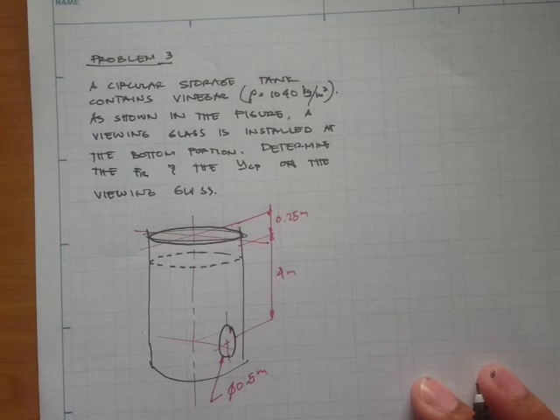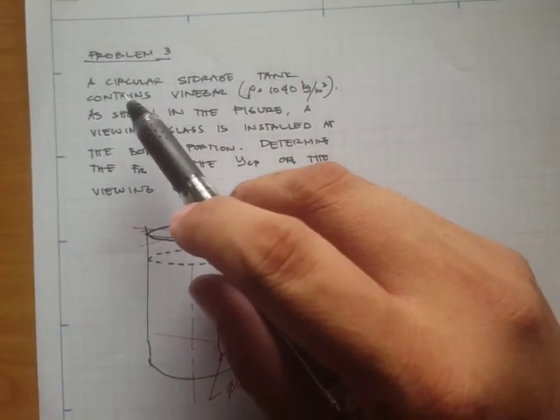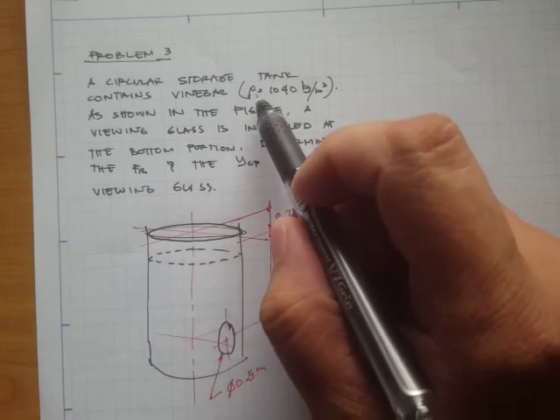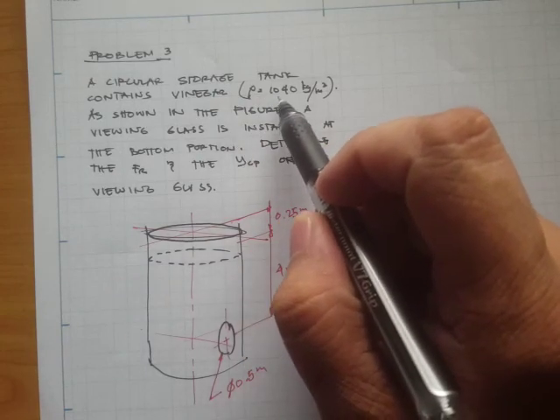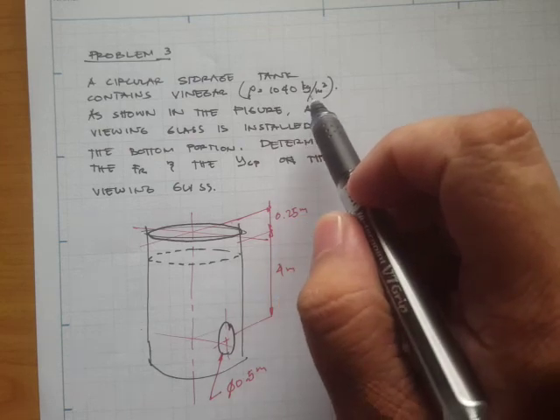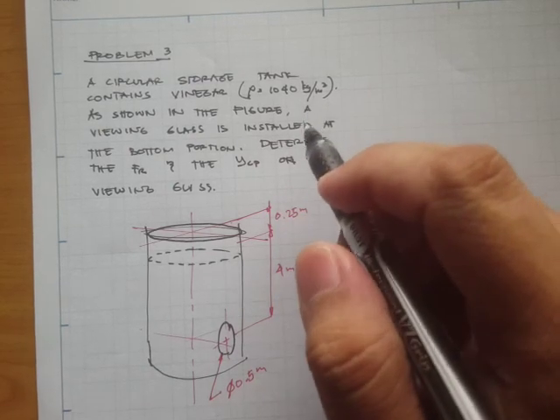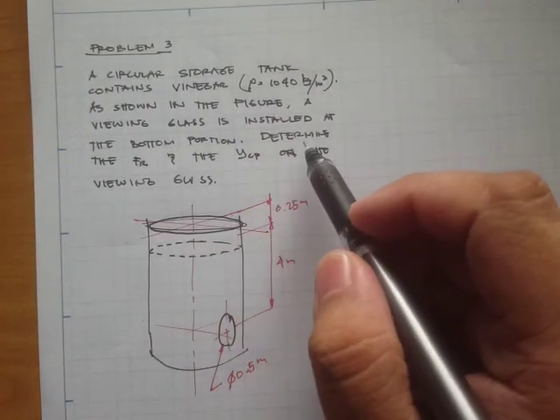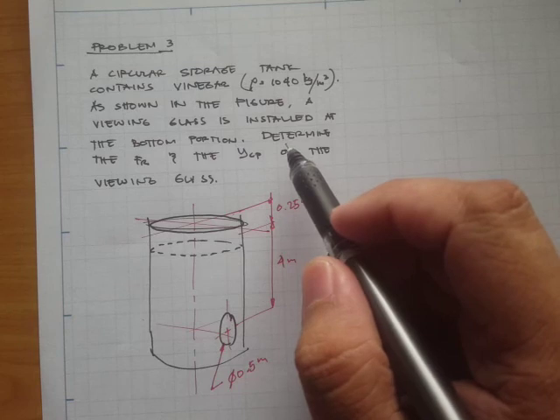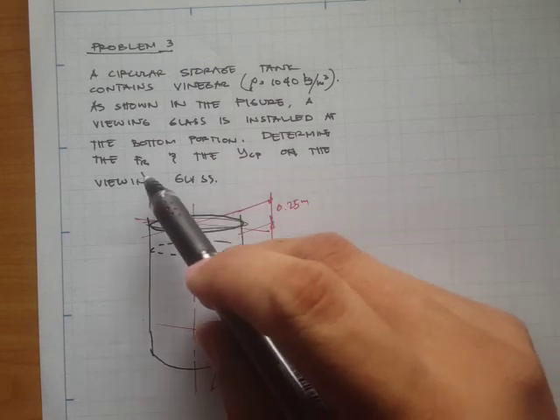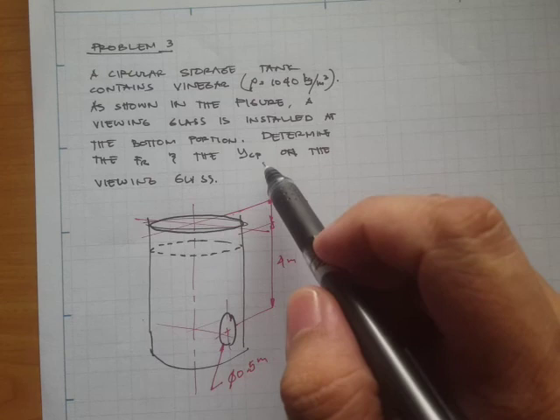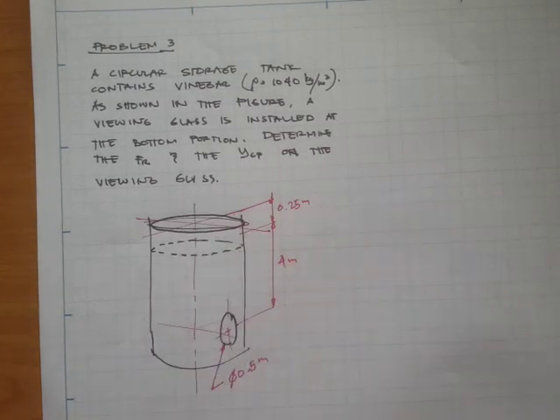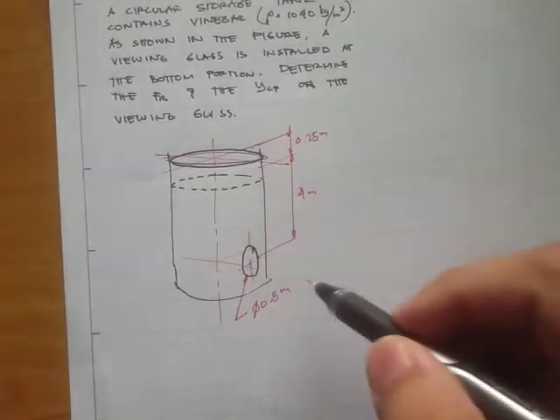Now, for our problem number 3, it states that a circular storage tank contains vinegar, and the density of the vinegar is given, and that's 1040 kilograms per meter cube. As shown in the figure, a viewing glass is installed at the bottom portion, and the problem says we are to determine the resultant force and then the location of that resultant force on the viewing glass.